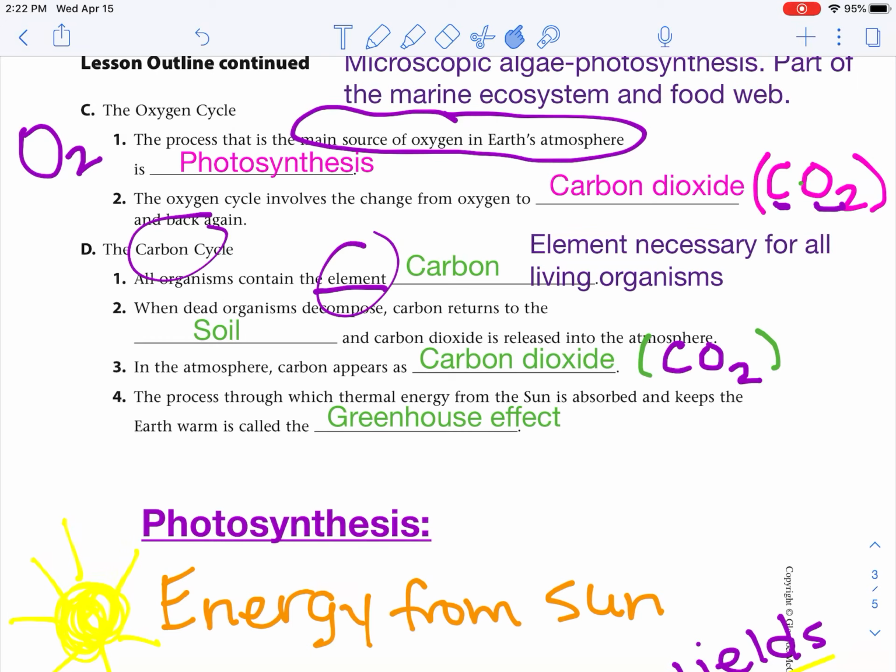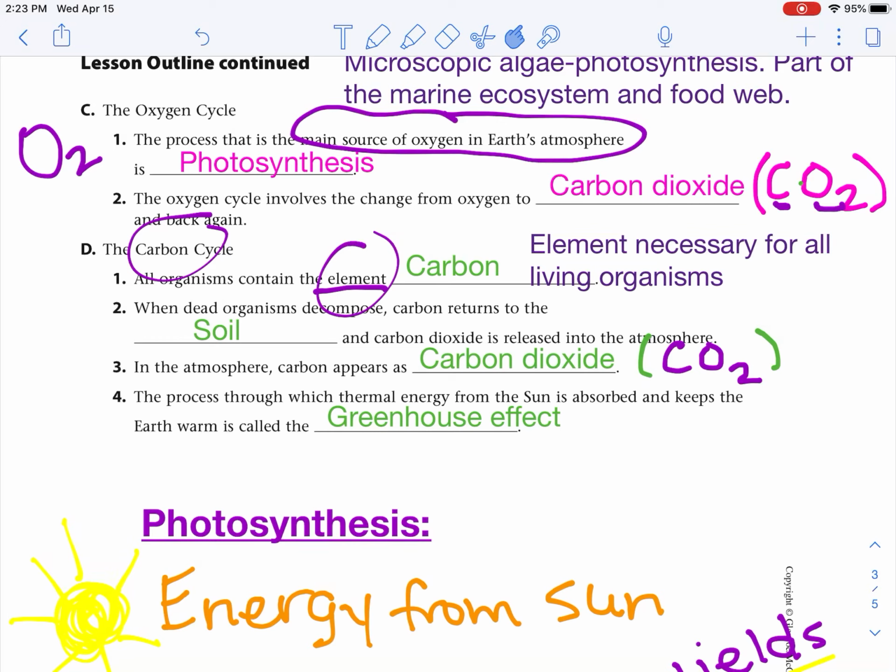When dead organisms decompose, carbon returns to the soil, and carbon dioxide is released into the atmosphere. So we've got our decomposers that are returning both the carbon and the nitrogen that are stored in animals and plants, in organisms, and returning them to the soil, and then returning them to the atmosphere. In the atmosphere, carbon appears as carbon dioxide, CO2.